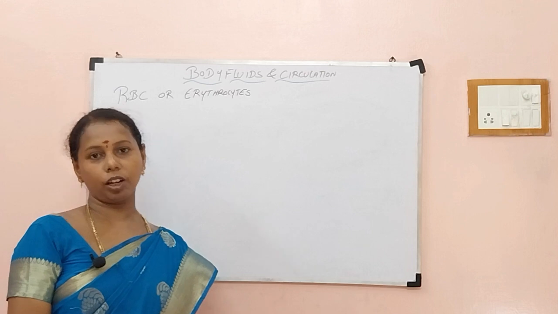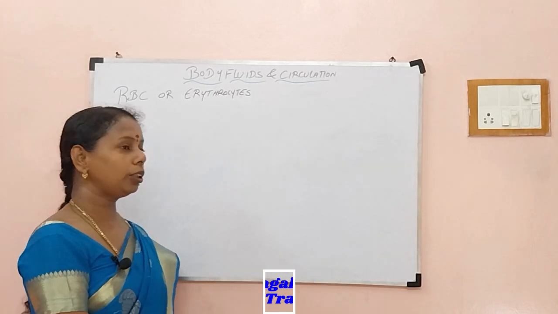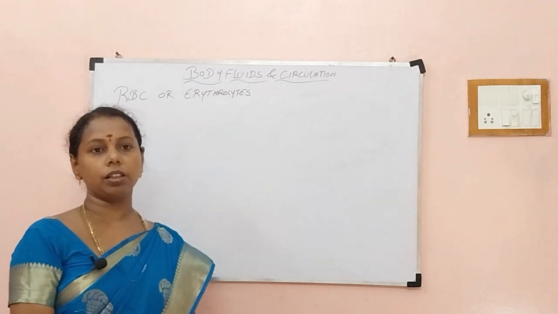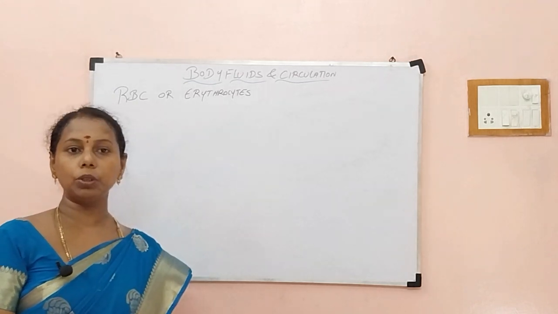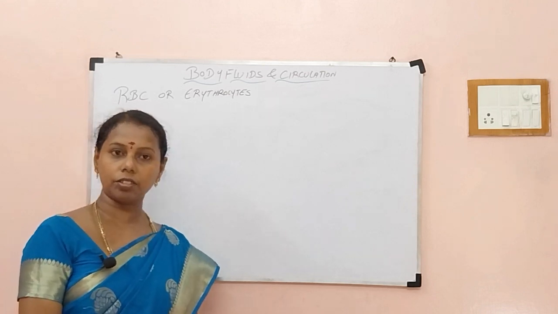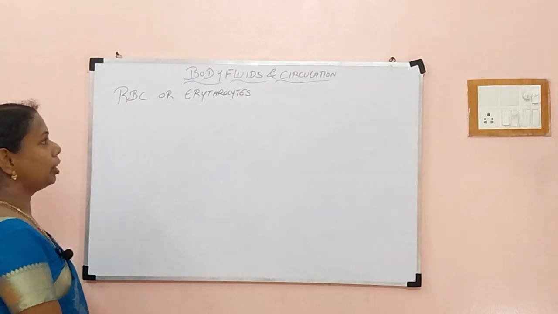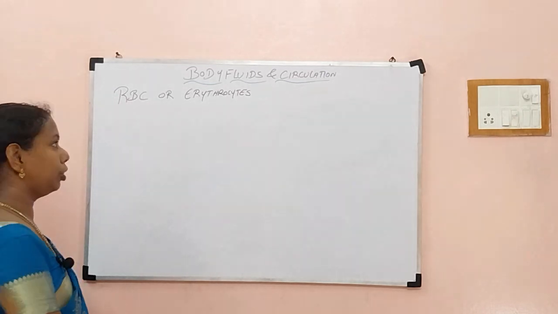In this video, we are going to discuss RBC or erythrocytes, children. Before that, in the last video, we discussed that plasma without fibrinogen or clotting factor is called blood serum. Very correct answer, children, excellent. Okay, keep rocking. So today we are going to discuss RBC or erythrocytes.